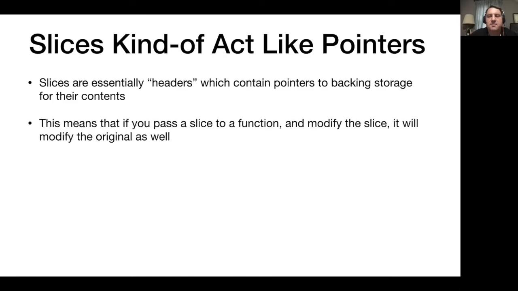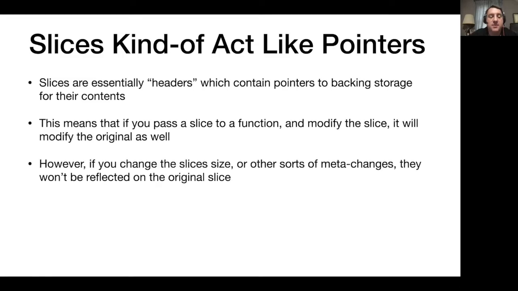So unlike arrays, if I pass a slice to a function and I modify it, especially by setting values, then it will modify the original slice as well. But if I change the slice size or do other sort of meta changes like subslices or appends or anything like that, it may or may not be affected in the original slice. So the actual meta changes won't affect the original slice.